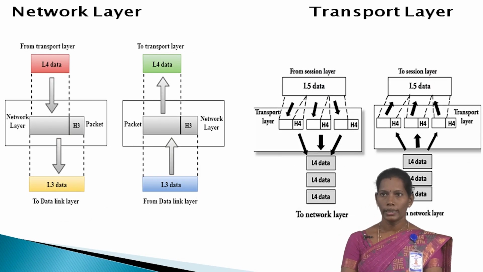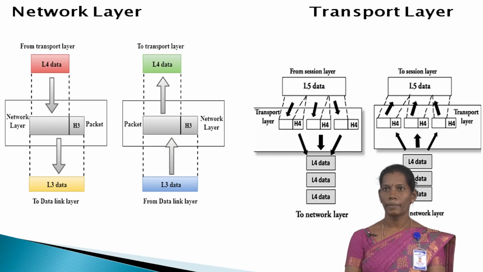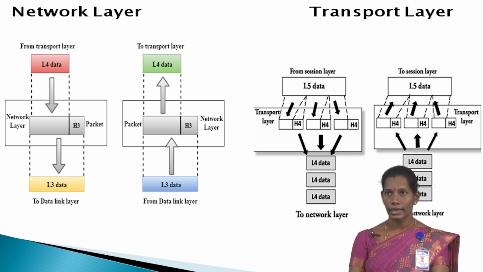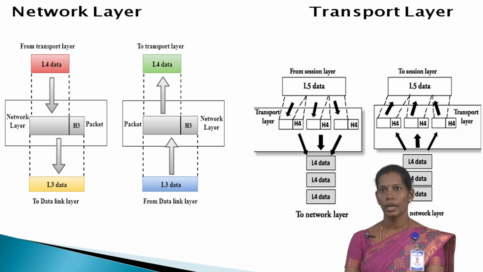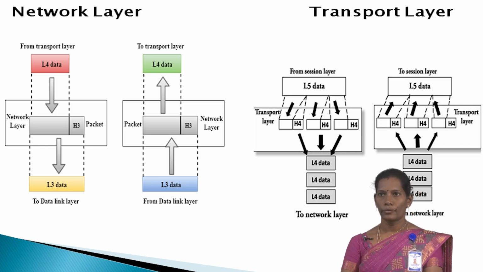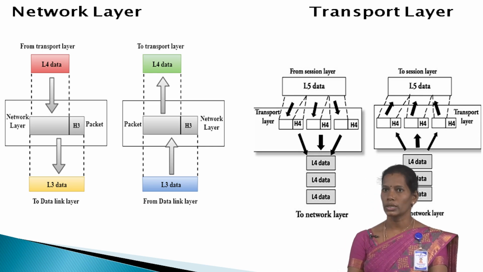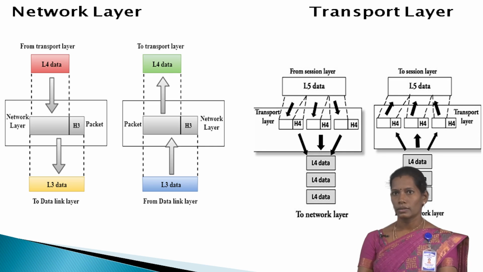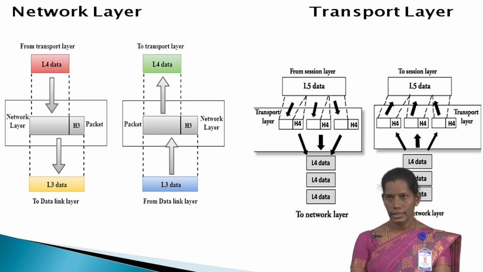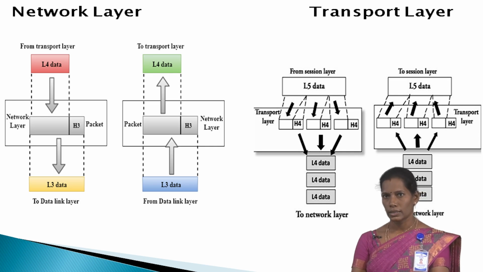Next one, network layer. It is a layer 3 that manages device addressing and tracks the location of devices on the network. It determines the best path to move data from source to destination based on the network conditions, the priority of services, and other factors. The network layer is responsible for routing and forwarding the packets.